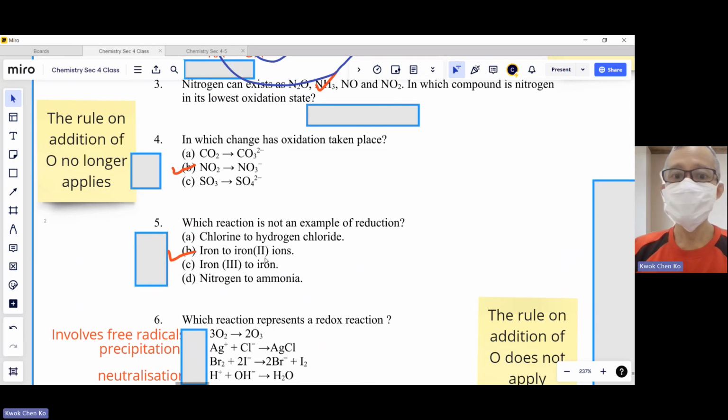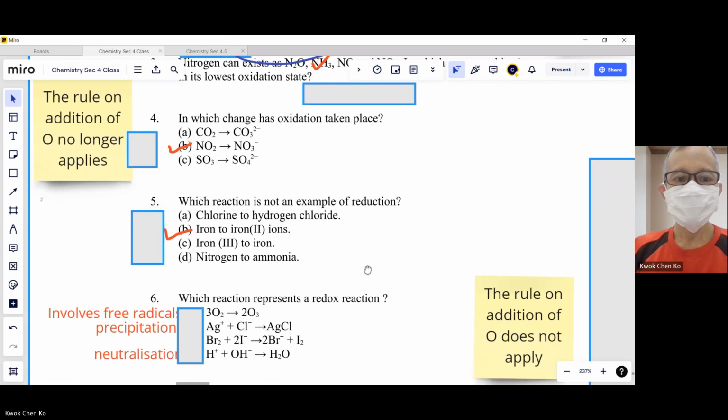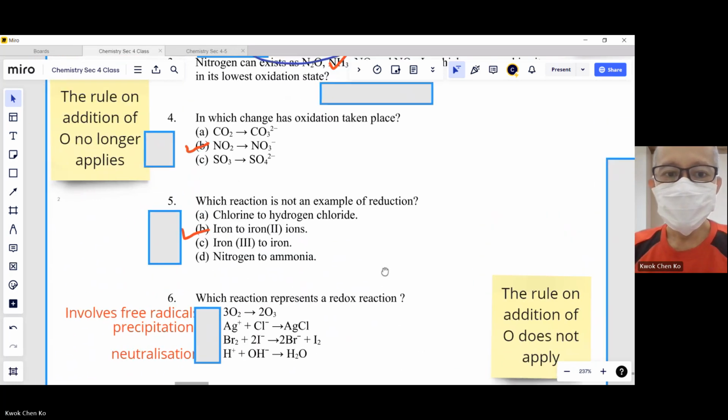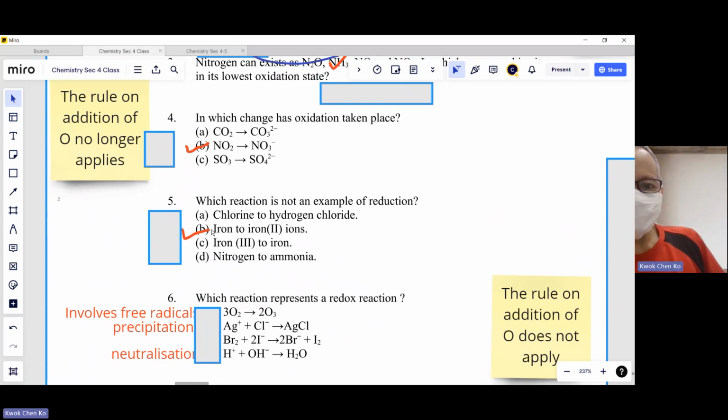Okay, iron to iron 2. Why is it B? What answer do you get? Iron 3 to iron. Oh, no. Hold on. Iron to iron 2 is not an example of reduction. C is iron 3 to iron, no? So 3 plus to 0 is a reduction, right? Okay.